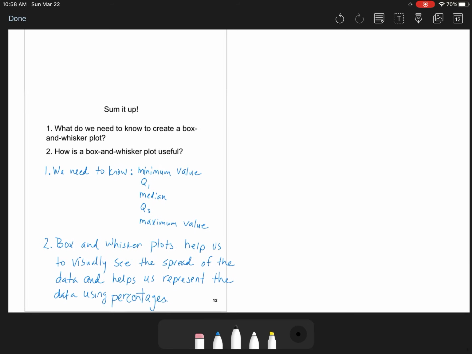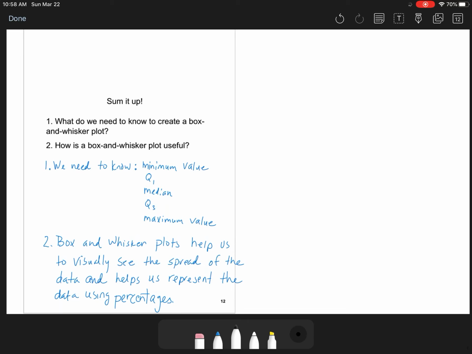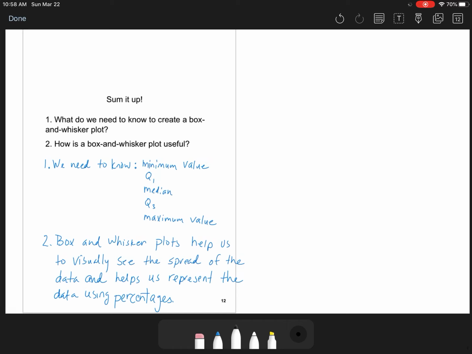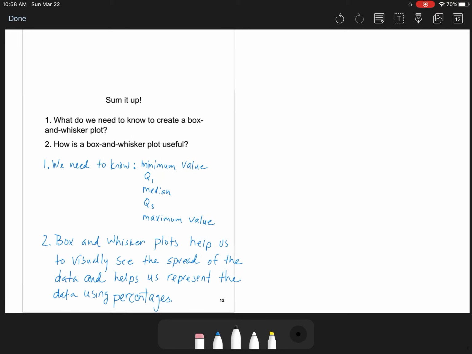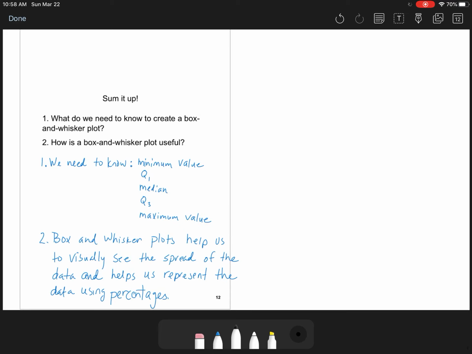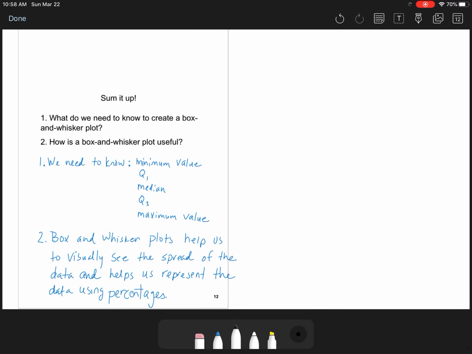Okay, last but not least, sum it up. What do we need to know to create a box and whisker plot? Things we need to know: minimum value, Q1, median, Q3, and maximum value. How is a box and whisker plot useful? Box and whisker plots help us to visually see the spread of the data and help us to represent the data using percentages. So here, it's not so much like what's the mean, what's the mode. We can't get those 2 pieces of information from a box and whisker, but we do get other really useful information as far as percentiles go. And that can be really helpful.